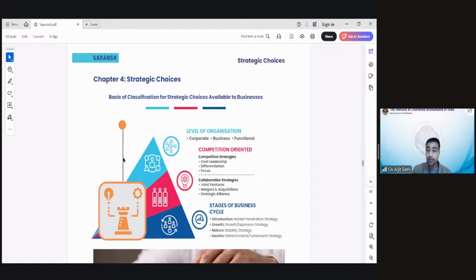Your friend is a distributor of fruits. He's a wholesaler. You are a retailer of fruits, and he's a distributor. Both of you come together and open a juice shop. You put 2 lakh rupees. She puts 2 lakh rupees.